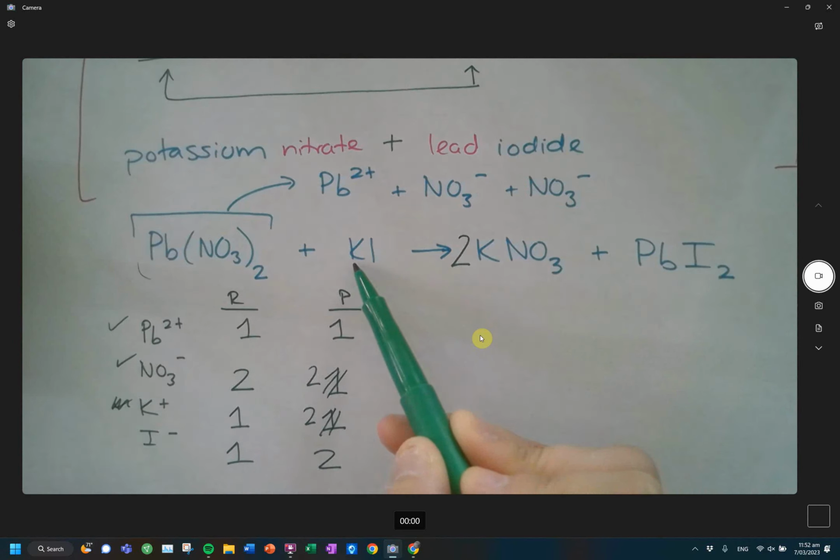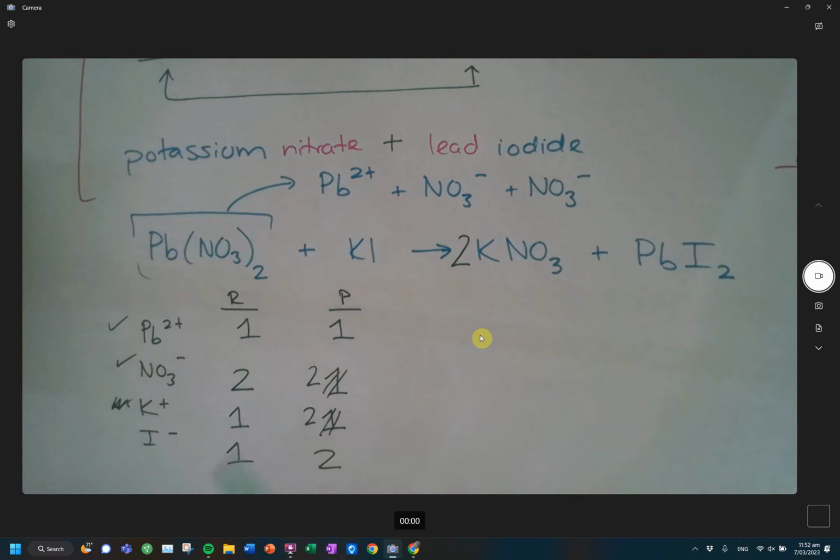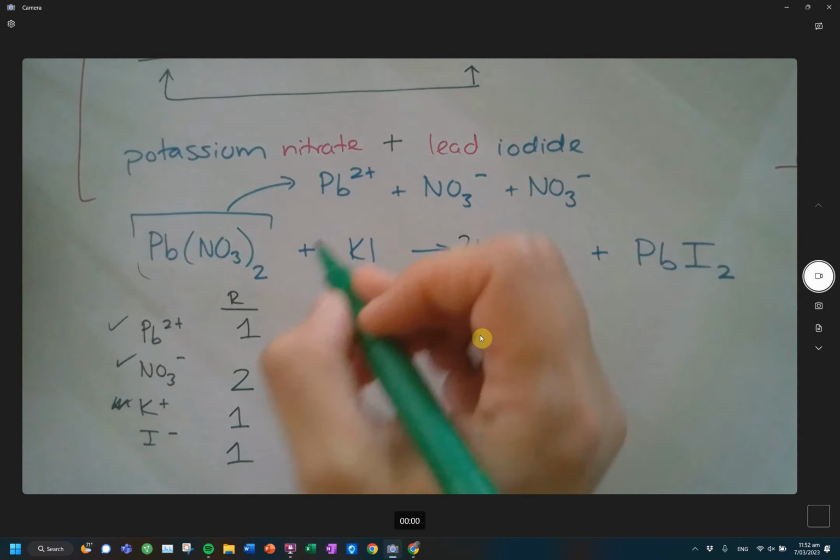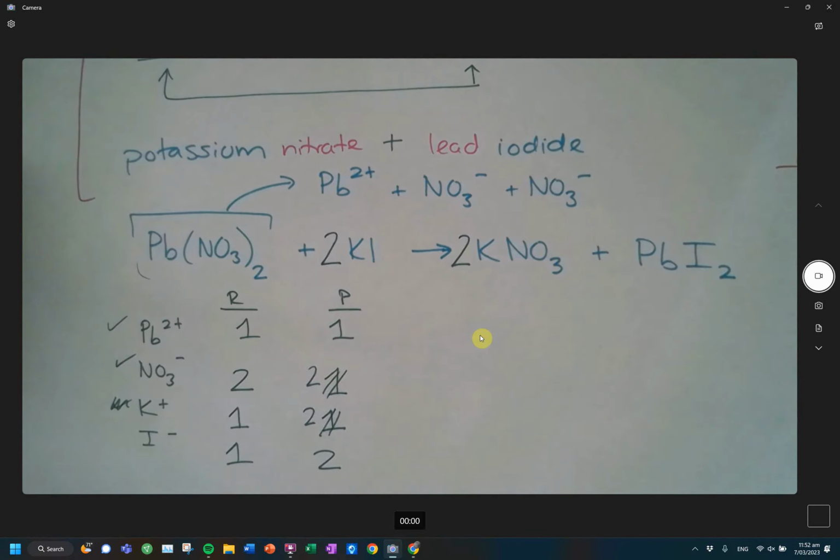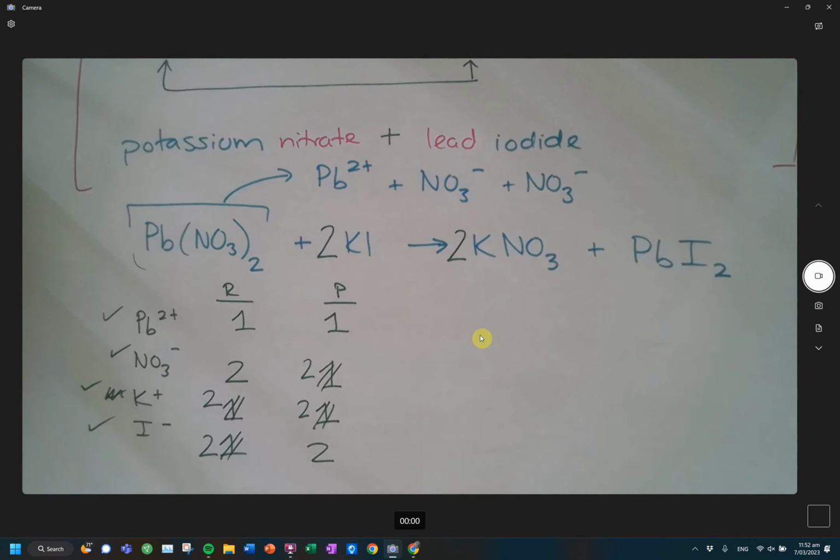So let's fix my potassium, and by fixing the potassium, I'll fix the iodide as well. So here I have 1 and 1, but I know I need 2 for both of those. So I put a 2 in front. Now my potassium number has increased to 2, and the iodide number has increased to 2. And I look, that's balanced with that, that's balanced with that. We are done. That is a balanced equation. Like I said, on Friday, I will give you guys word equation practice, ionic equation practice, balancing practice, okay?